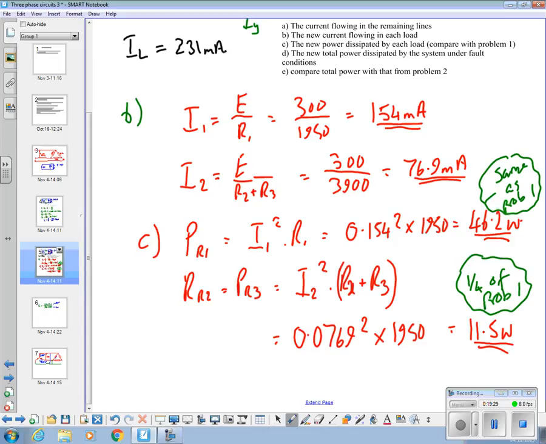There's half the current in 2 of the loads. It's kept the same current in one load, half the current in the other 2 loads, and because it's I squared, the relationship between power and current means if you halve the current, you quarter the power.